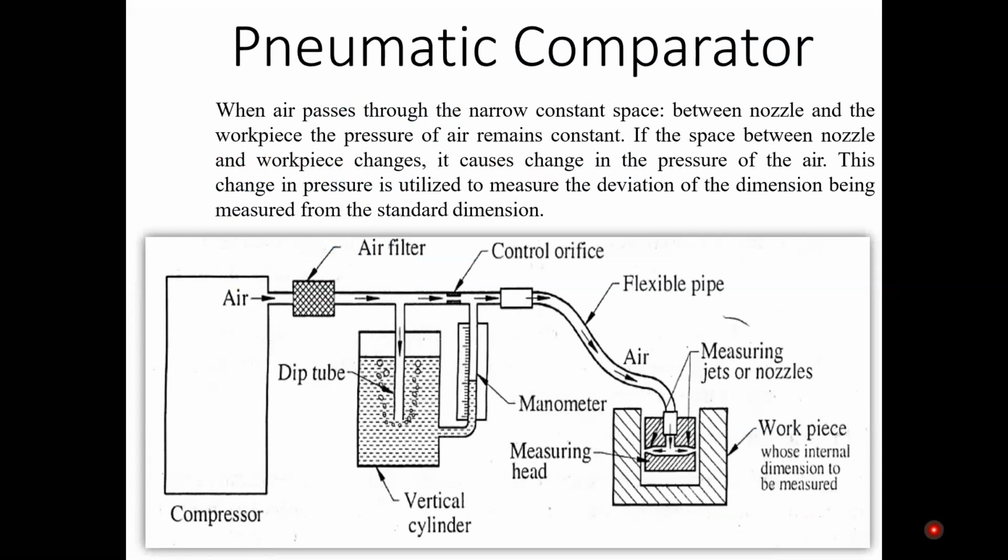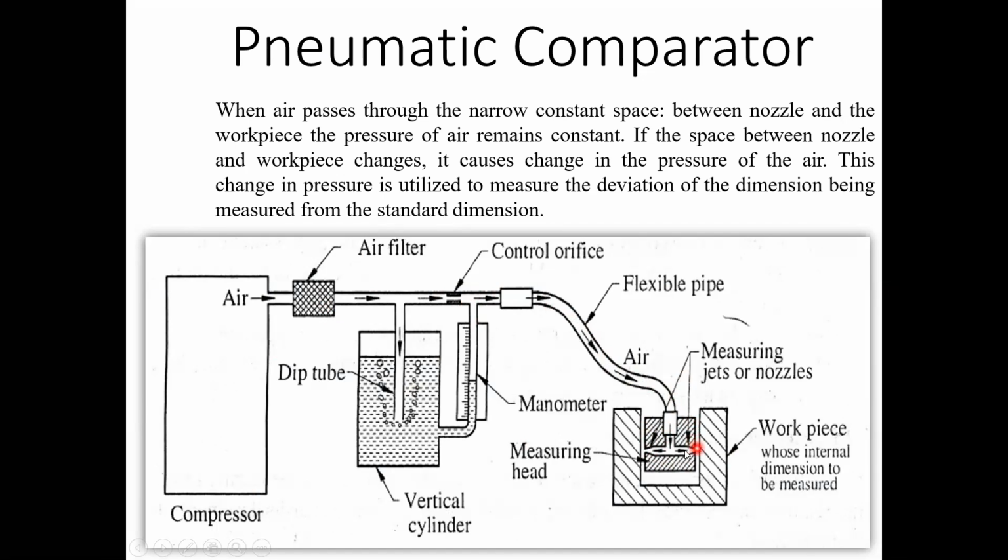Okay, next, we're going to move to the pneumatic comparator. As the name implies, in a pneumatic comparator, compressed air is used as the working medium. In this case, it consists of a compressor, air filter, vertical cylinder, orifice, flexible tube, and a measuring head. This complete one is the measuring head.